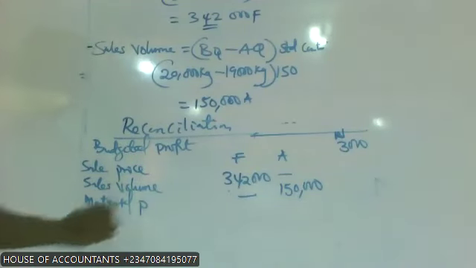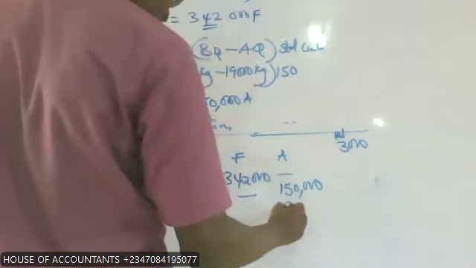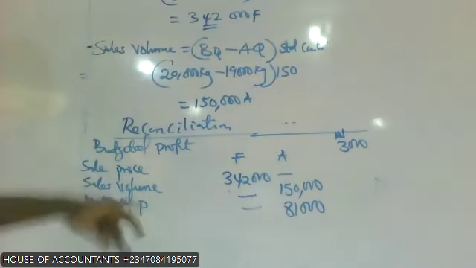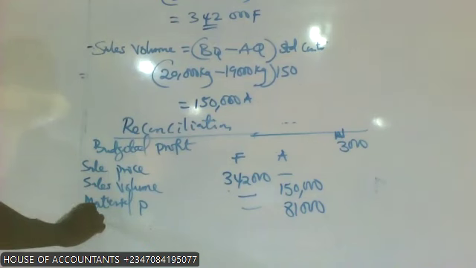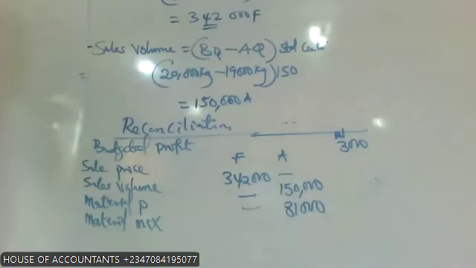Then we have material. Material price. How much is our material price? It's 81,000 advance. So nothing is coming here. We have material usage, material mix. But if you put material usage now, you don't need to use mix and yield again, because the addition of the two will give you this. So what is material mix? 190.